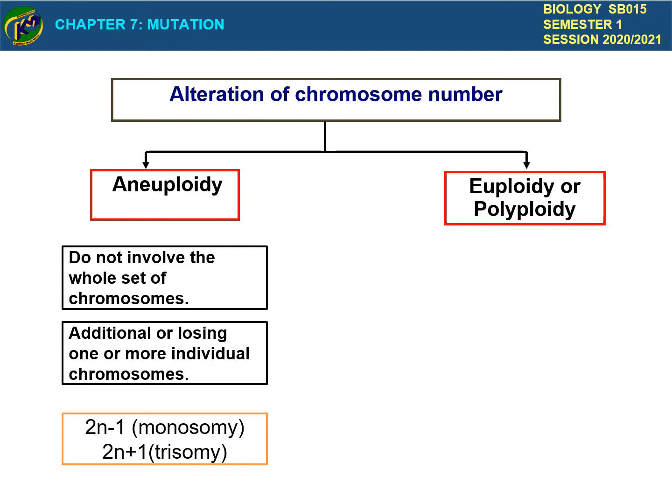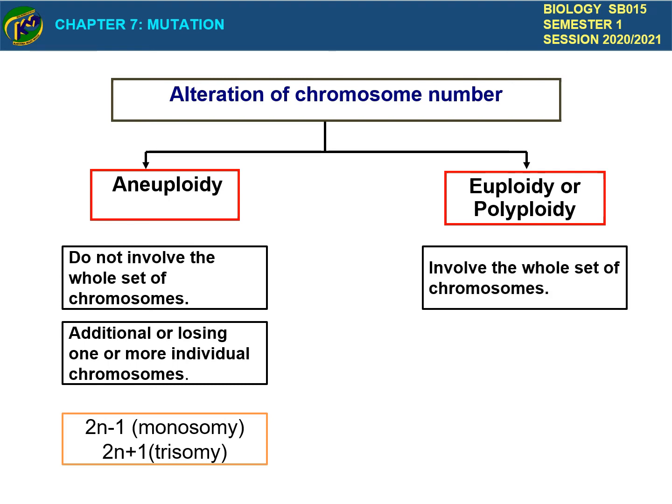Next, we proceed to euploidy, or also known as polyploidy. Euploidy involves the whole set of chromosomes. The individual is not diploid. It might be triploid, tetraploid, or pentaploid, and so on.